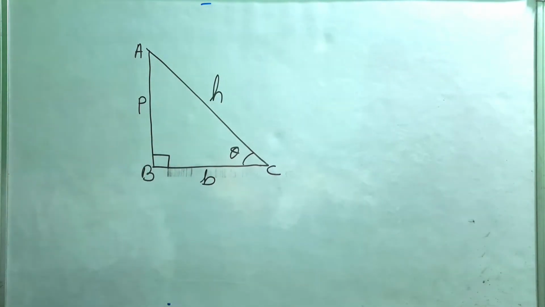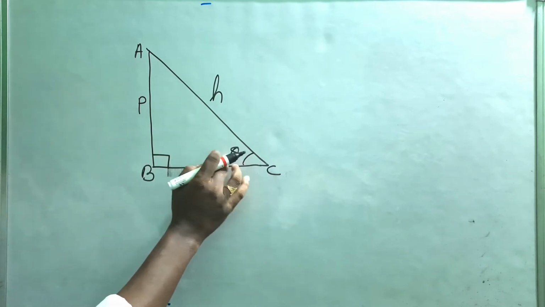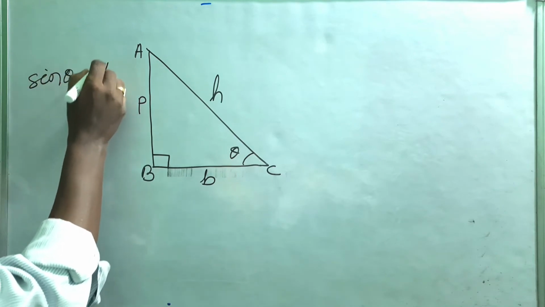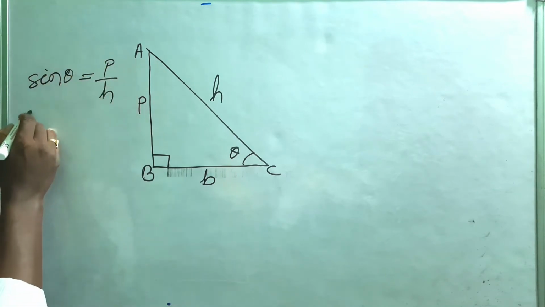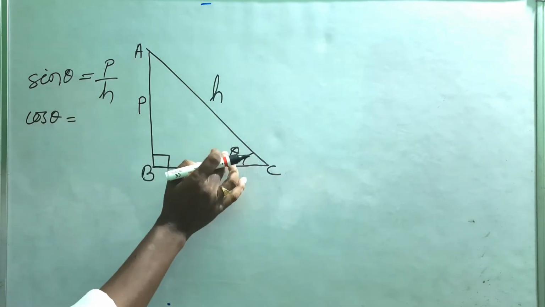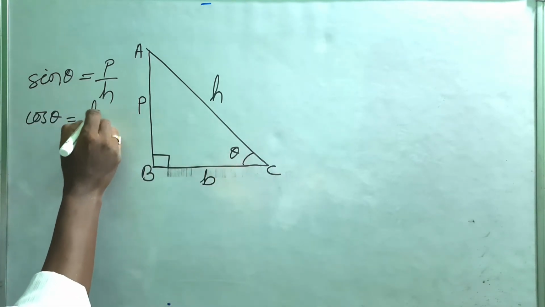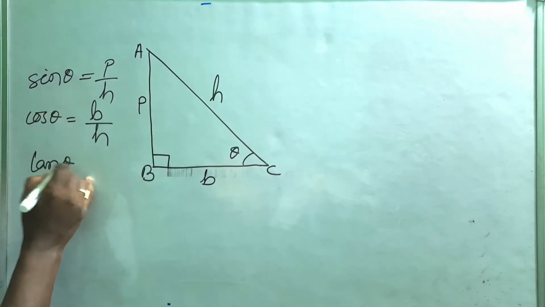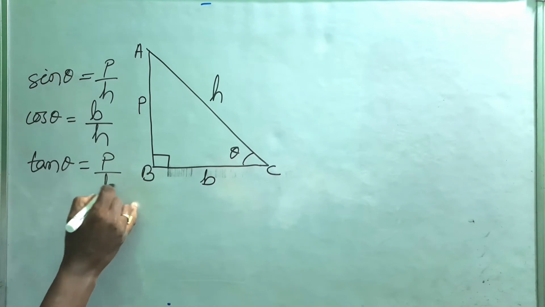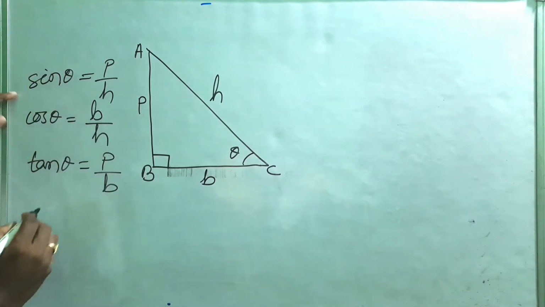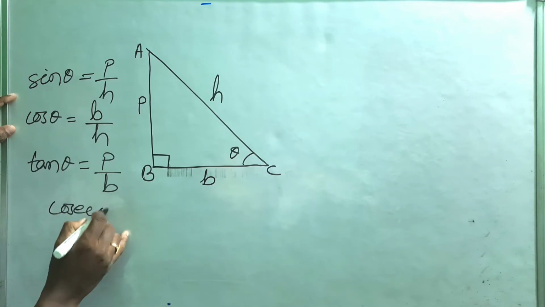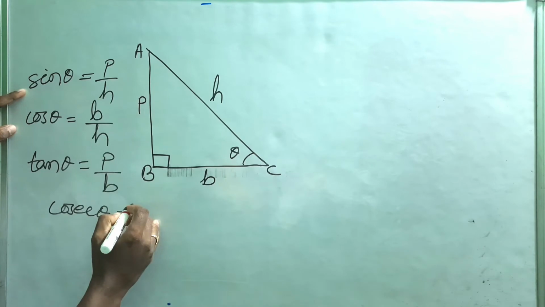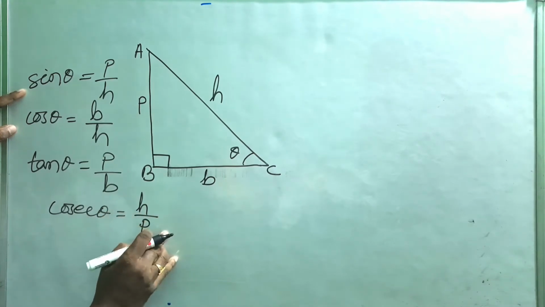Now the question is, if we take the trigonometric ratios of this angle, if we take sin theta, then this will be p by h. Okay. Then cos theta, cos of this angle, will be b by h. Then if we take tan theta, it will be p by b. Okay. Then what will be the cosec theta? You know cosec is the reciprocal of sine. So it will be the reciprocal of this one, h by p.